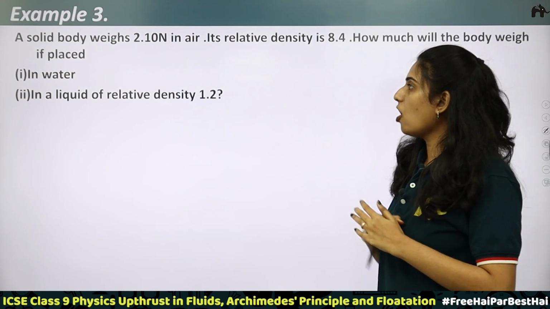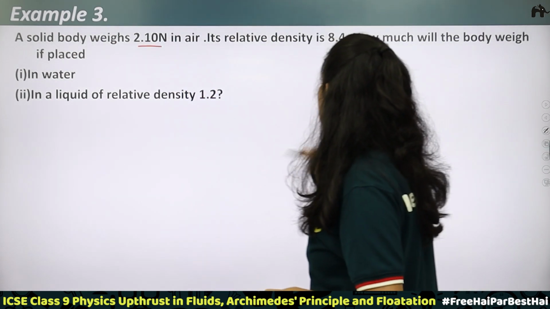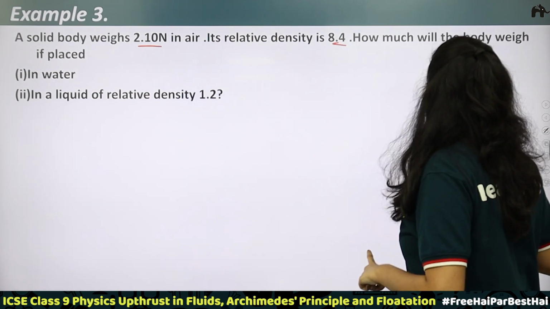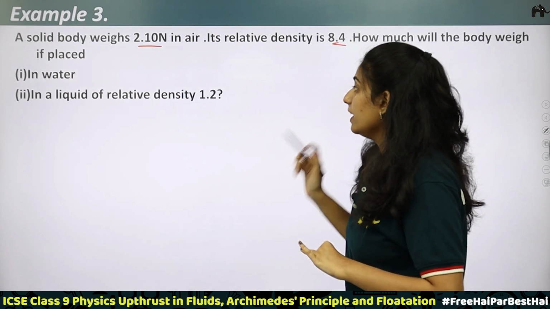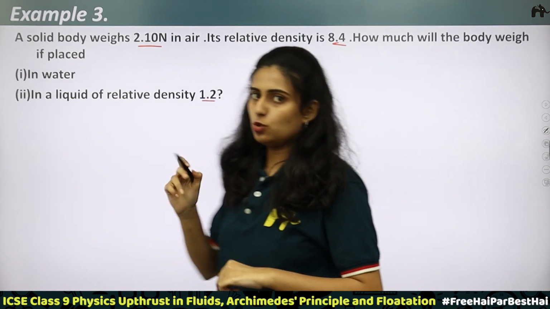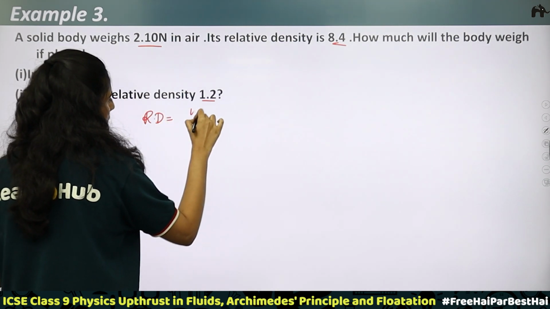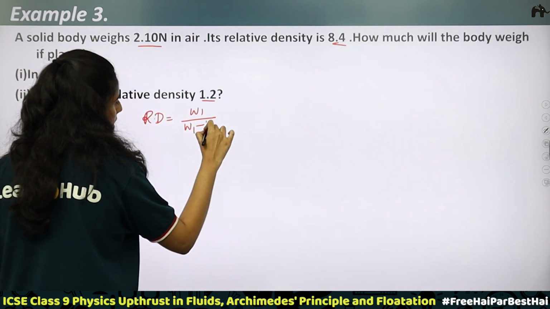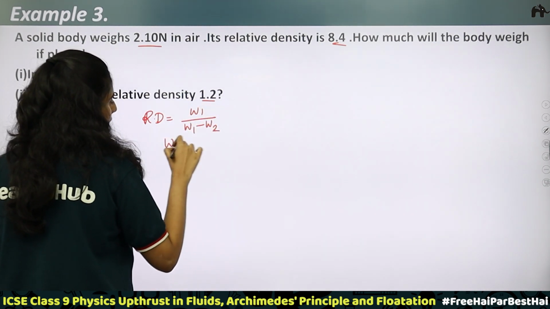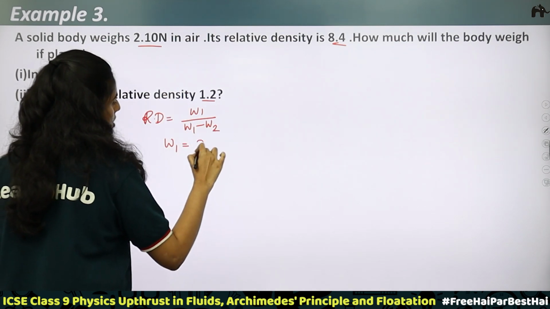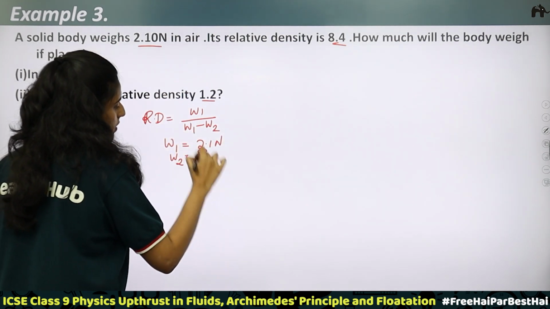Third example: a solid body weighs 2.1 Newton in air. Its relative density is 8.4. How much will the body weigh if placed first in water, then in a liquid of relative density 1.2? So what is the relative density? Relative density is equal to W1 divided by W1 minus W2, where W1 is the weight of the body in air. So here it is 2.1 Newton. W2 is its weight in water, which we have to find.